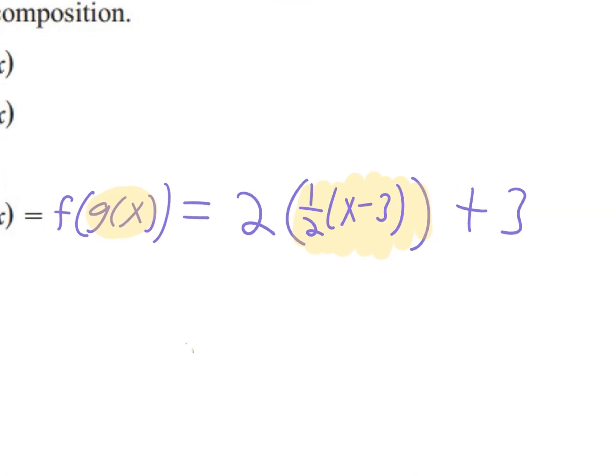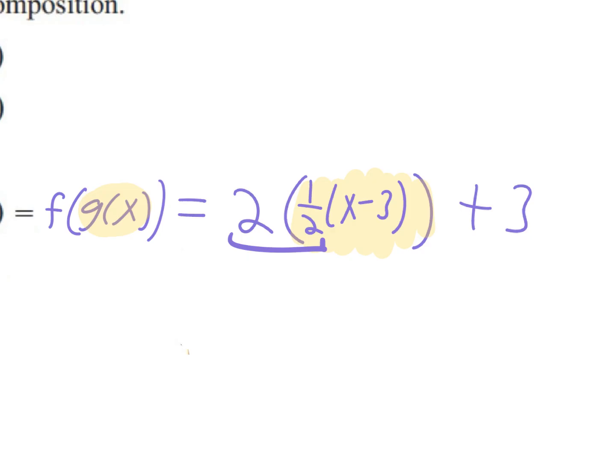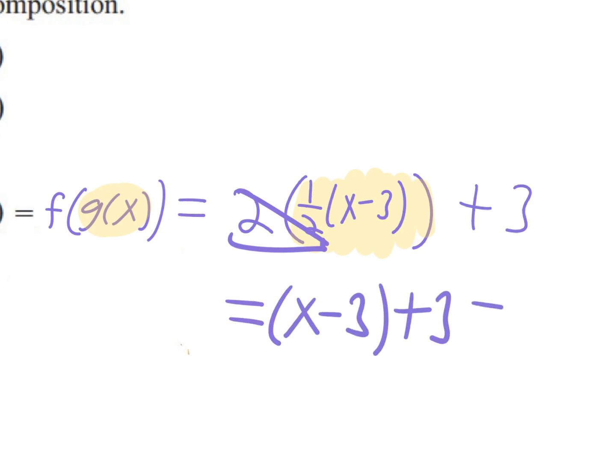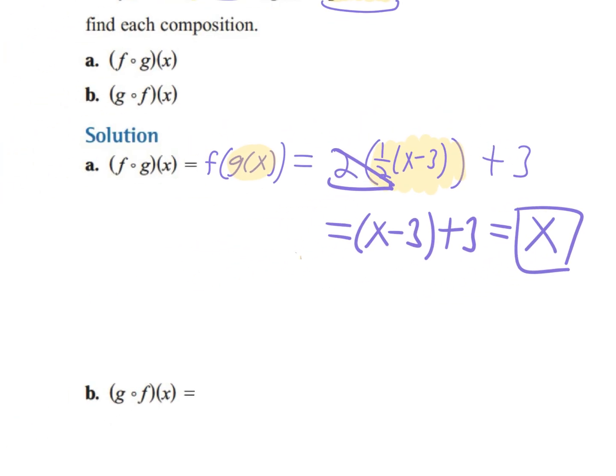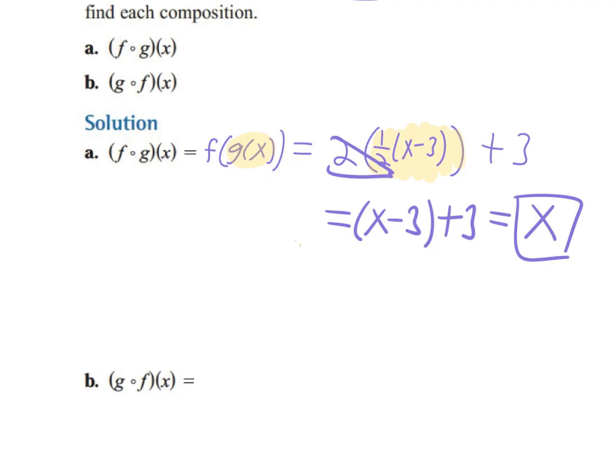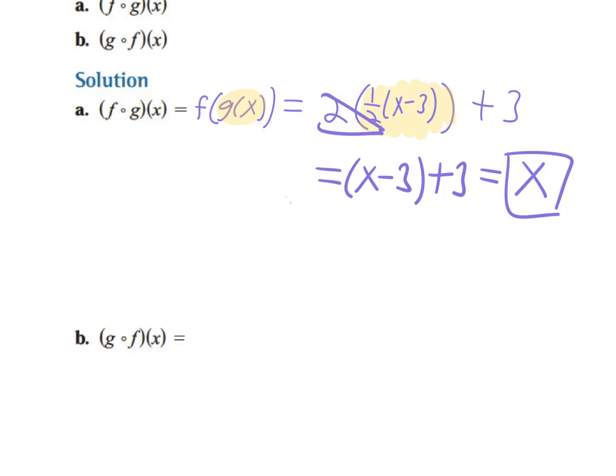All right? What happens to 2 times 1/2? Let's actually simplify it now. 2 times 1/2, what does that get you? 1, so that cancels out. So that means this just gets you x minus 3 plus 3, which is what? Okay, good. That's just x. So that's f of g of x. Are you fine with that? Yeah. Okay. Let's do the same thing with g of f of x.